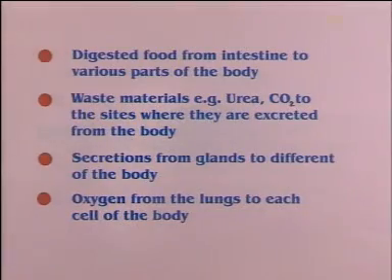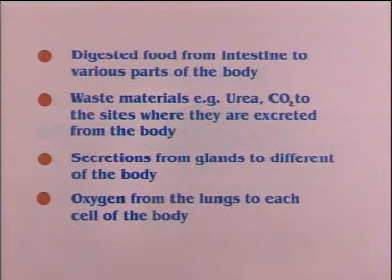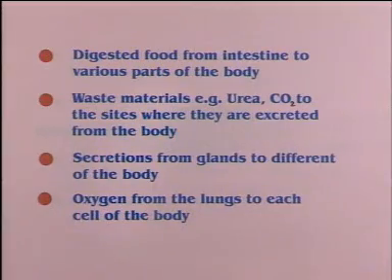From your previous knowledge, you must be knowing that blood is the main transport system of the body. It carries digested food from the intestines to various parts of the body, waste materials, for example, urea and carbon dioxide, to the sites where they are excreted from the body, secretions from the glands to different parts of the body, oxygen from the lungs to each cell of the body.